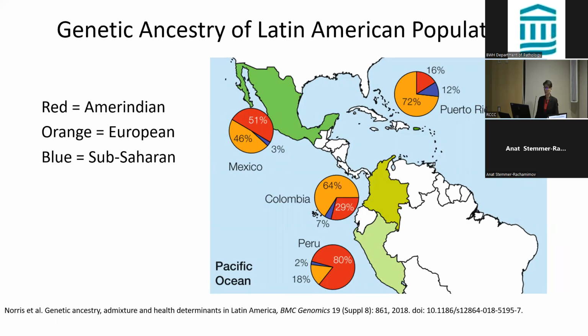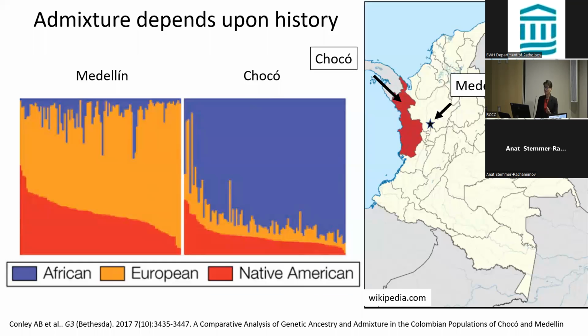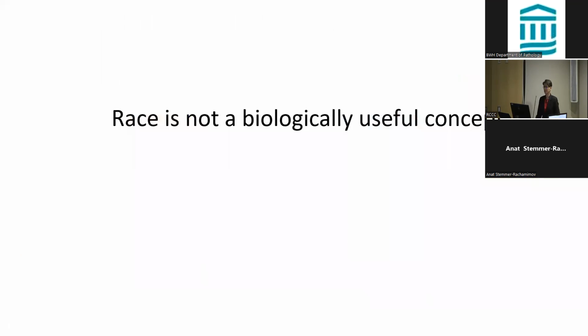Let's look just at Colombia, where you can see it's about 64% European. Admixture is going to depend upon history. So if you look at the urban center of Medellin, and look at the genetics of these individuals, you can see that their admixture mimics what we see across much of the country. But if you look in the nearby state of Chocó, which was a site of plantation agriculture and had chattel slaves, you can see here that it's very different. So we can't say anything about even Colombia.